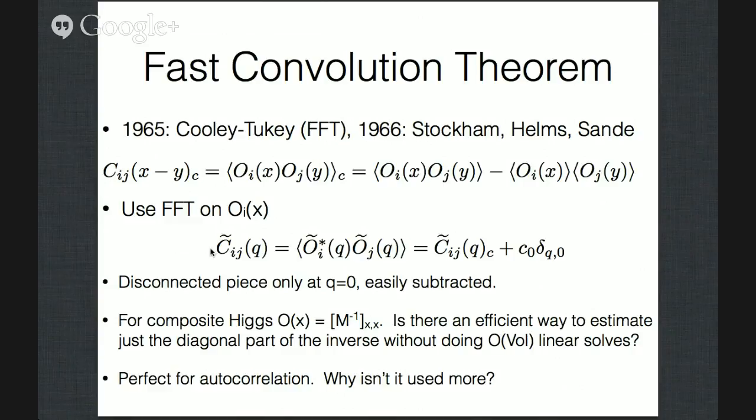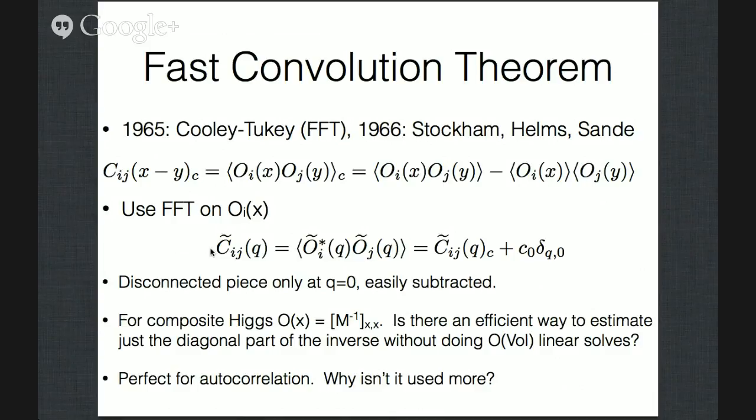Now, it turns out that just calculating all of these products can be an expensive operation if you have a really big lattice. But if you use the fast Fourier transform, the Cooley-Tukey algorithm, once you have it Fourier transformed, you can calculate this very easily. It's just an inner product. Okay, so I think that maybe lots of people know this.